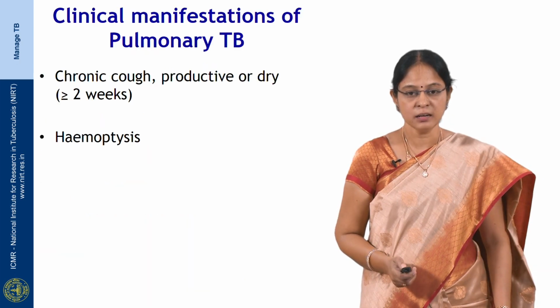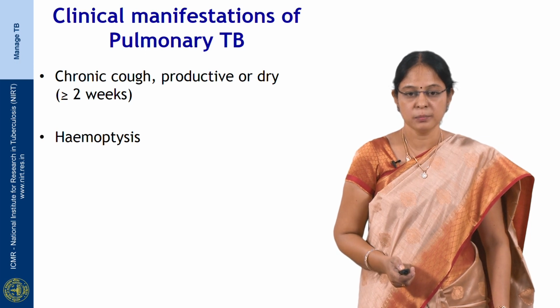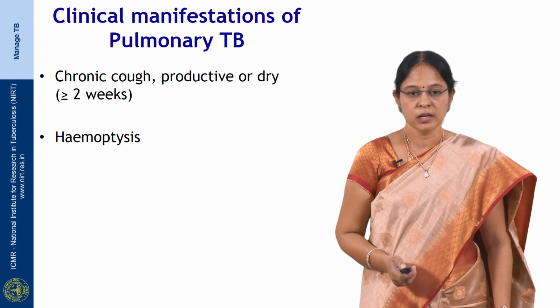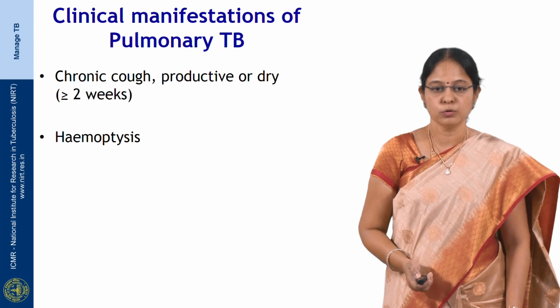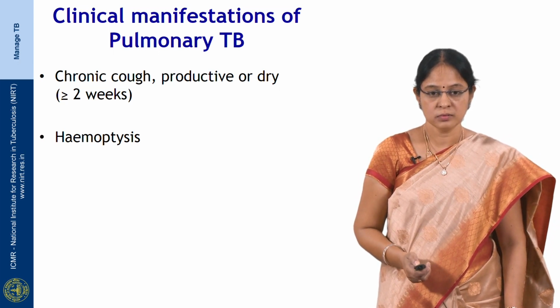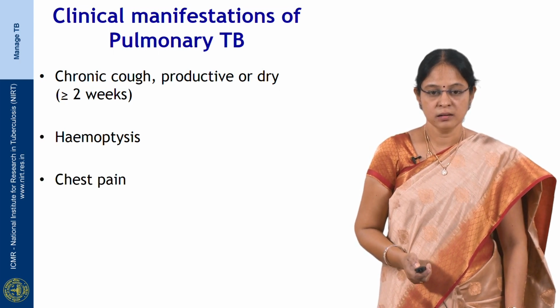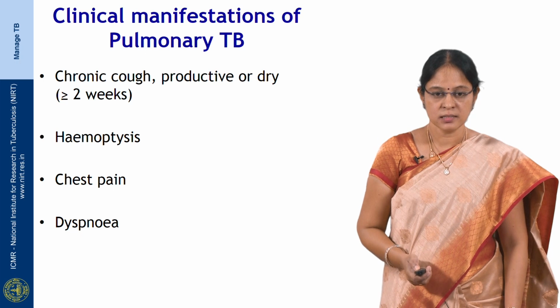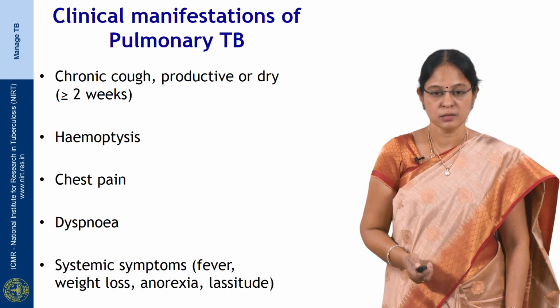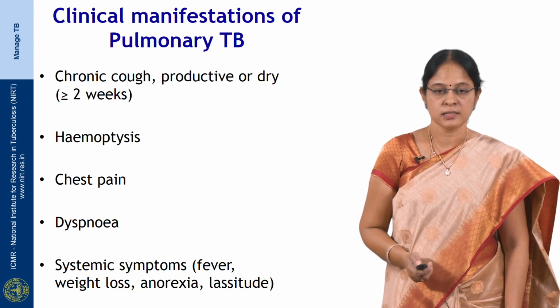Clinical manifestation of pulmonary TB includes chronic cough, which may be either productive or dry. It usually lasts for more than 2 weeks. Blood in the sputum, which we refer to as hemoptysis, chest pain, difficulty in breathing, dyspnea, and other systemic symptoms such as fever, weight loss, anorexia, and lassitude.